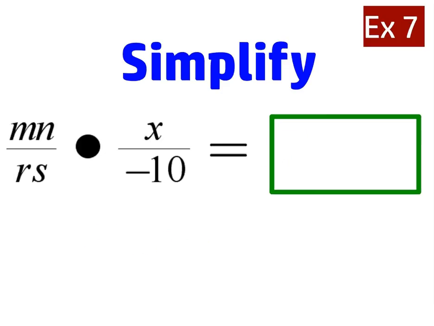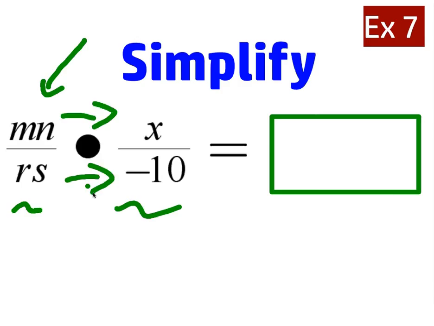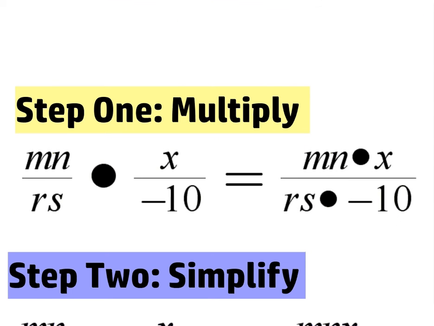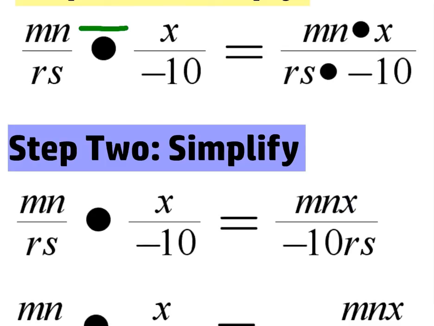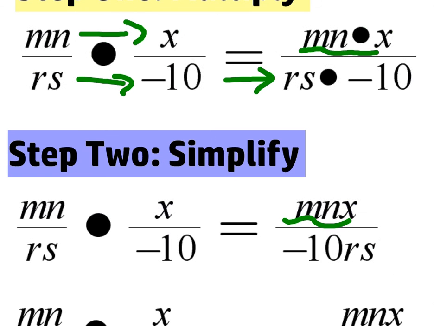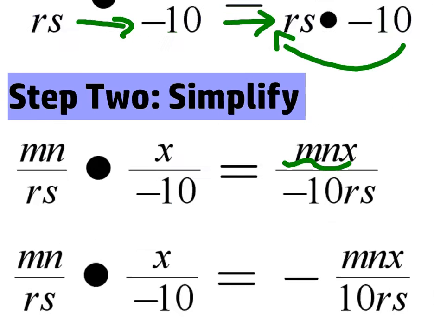Okay, let's take a look at the next example. We have mn over rs times x over -10. The reason I did this one, which I do quite often, is it doesn't matter how complicated the expressions are on the top and bottom, you still just multiply straight across to get your parts over your whole in most cases. So, first of all, we're going to have mn times x, which gives you the top, and then rs times -10, which gives you the bottom. And then, of course, mn times x just gives you mnx. And then we're going to take the -10 and move it out front here because the constant always goes out front.